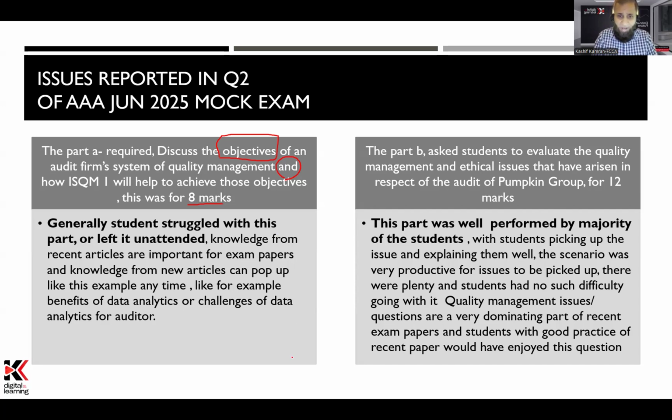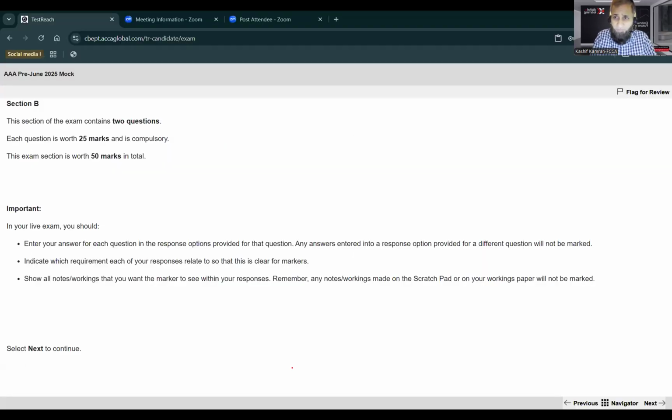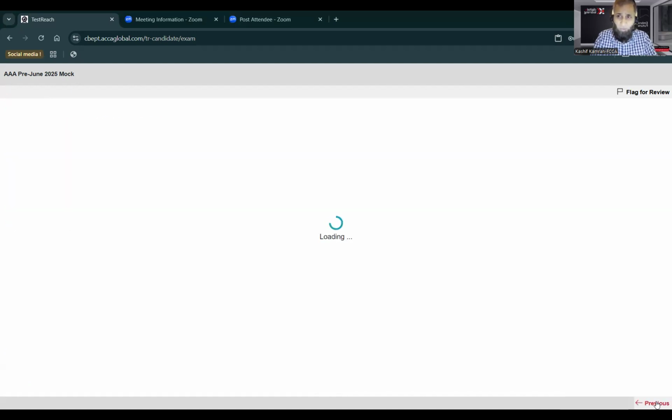Okay, let's get back quickly to the practice platform. Just have a glimpse of this question from the practice platform first. I hope you can all see the practice platform on your screen. Please confirm that in the chat box. Can you all see the practice platform on your screen? Okay, thank you so much for that confirmation. Let's go into section B, the 50-mark section divided into 2 questions.